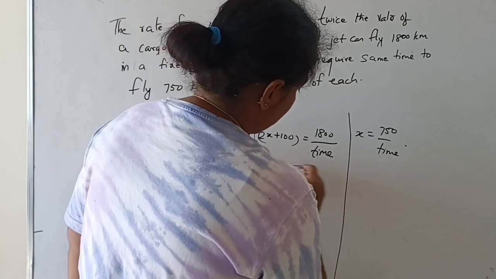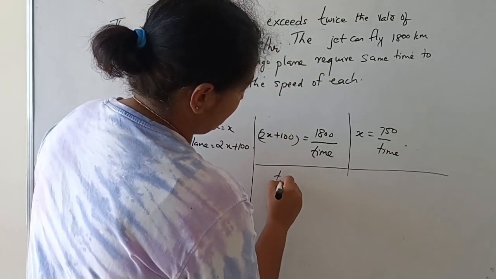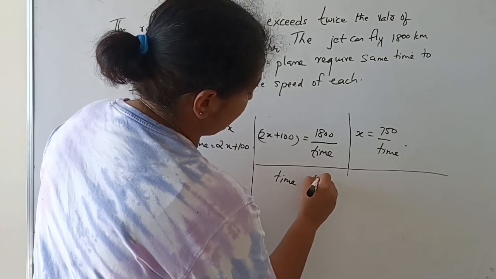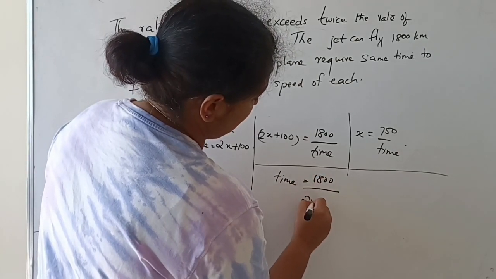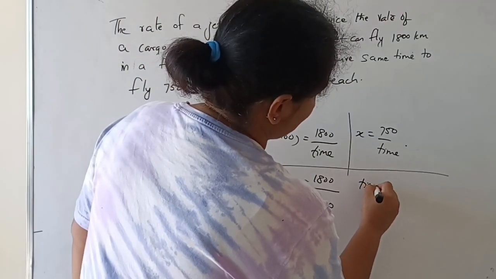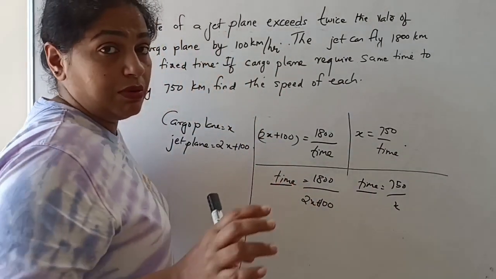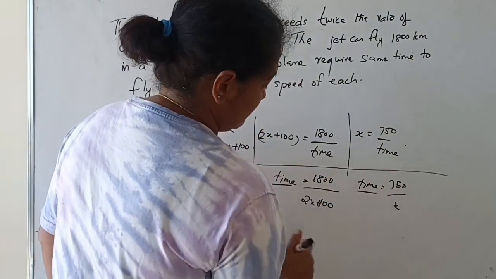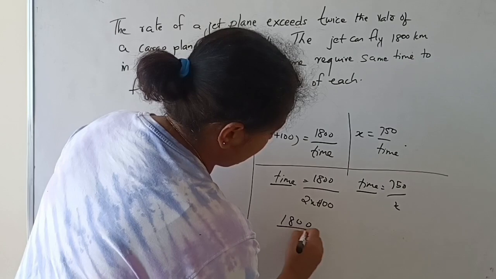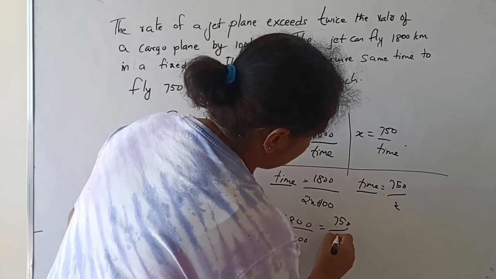So for solving this, let me cross multiply. What do I get? I get time is equal to 1800 divided by 2x plus 100 and time is equal to 750 by x. Because time is the same in both the equations, I can equate the RHS. So what do I get? 1800 by 2x plus 100 is equal to 750 by x.